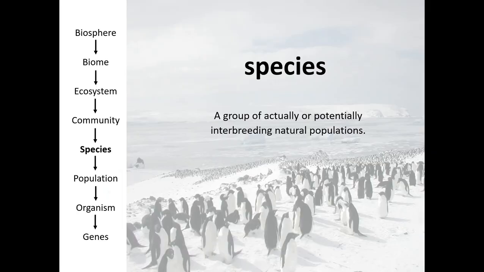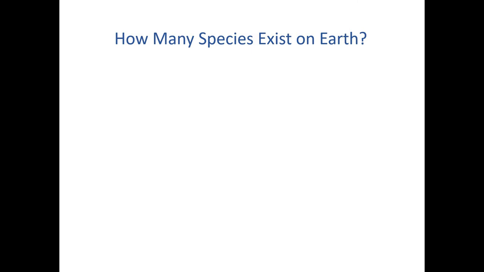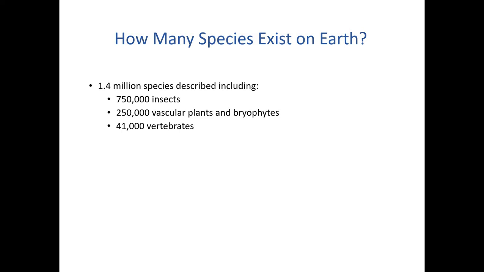A species then is a group of actually or potentially interbreeding natural populations. Of course, we learned a lot about species in the evolution section. So one interesting question that biodiversity might deal with is how many species actually exist on Earth. To date there have been around 1.4 million species described, and these include 750,000 insects. So there are a whole lot of insects on Earth. I'm sure you've probably noticed, probably been annoyed by them at various times. Then 250,000 different plants and bryophytes, and around 41,000 vertebrate species.